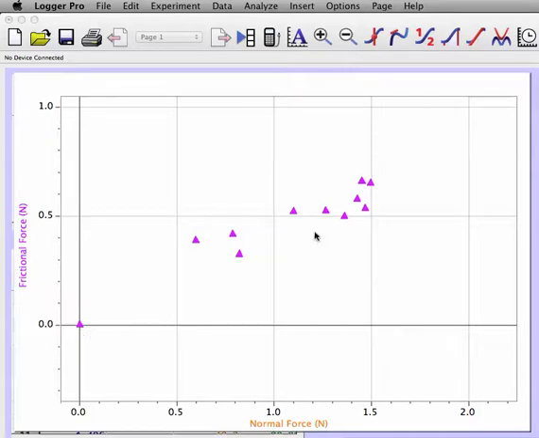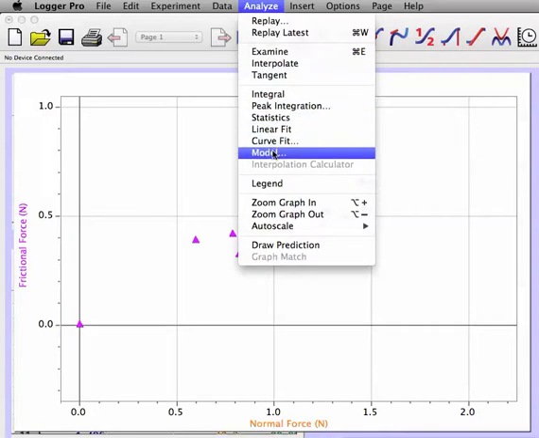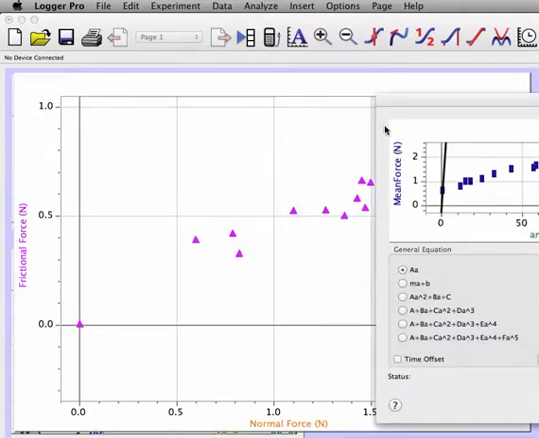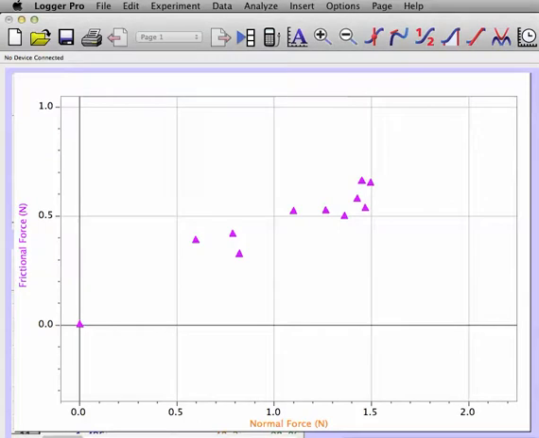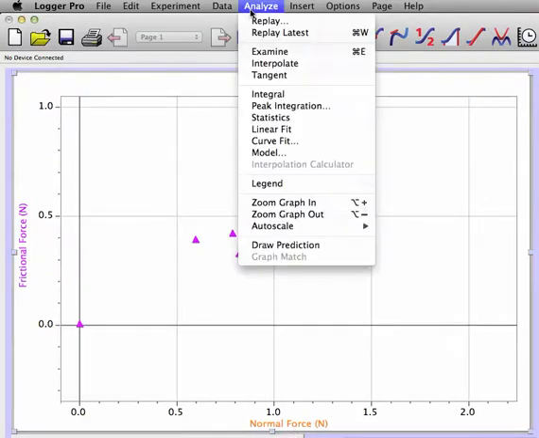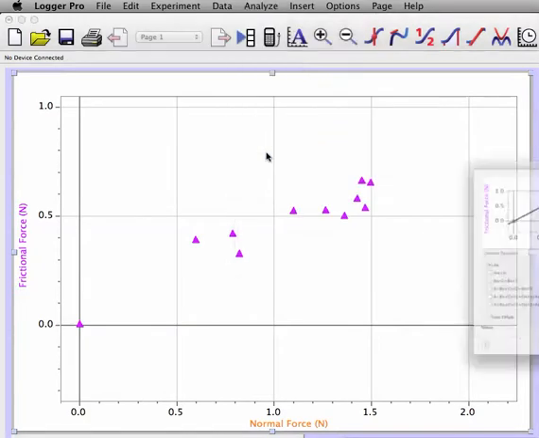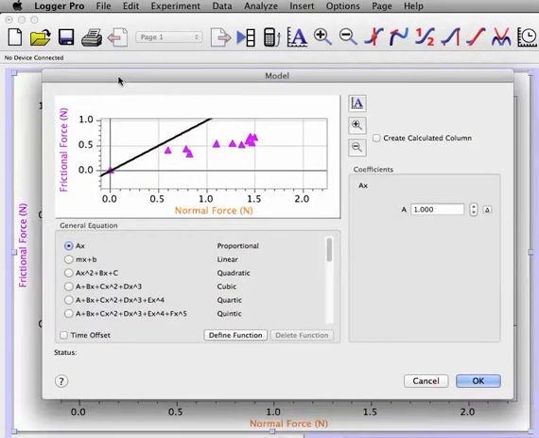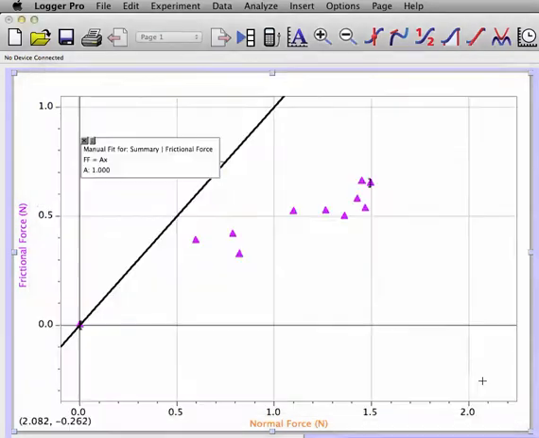If we wanted to model this relationship right here, we could come to the Analyze and Model feature, something like this. Looks like I got to choose this other. There we go. Make that the active graph. Come down to Model. That looks better. And you can kind of see here that our correct choice is the graph of a line, but it's specifically the graph of a line that goes through 0 intercept, and that means it's proportional. So in this case right here, I can call this proportional.